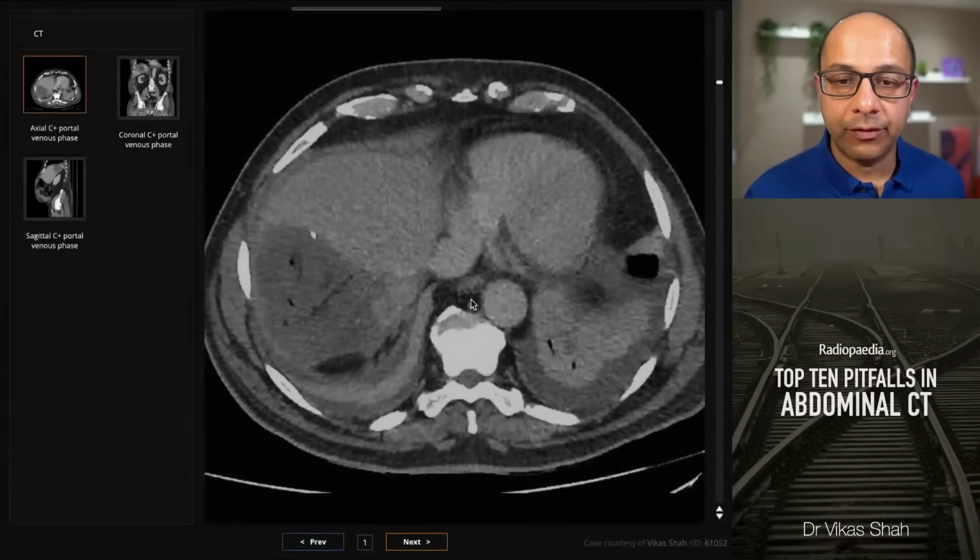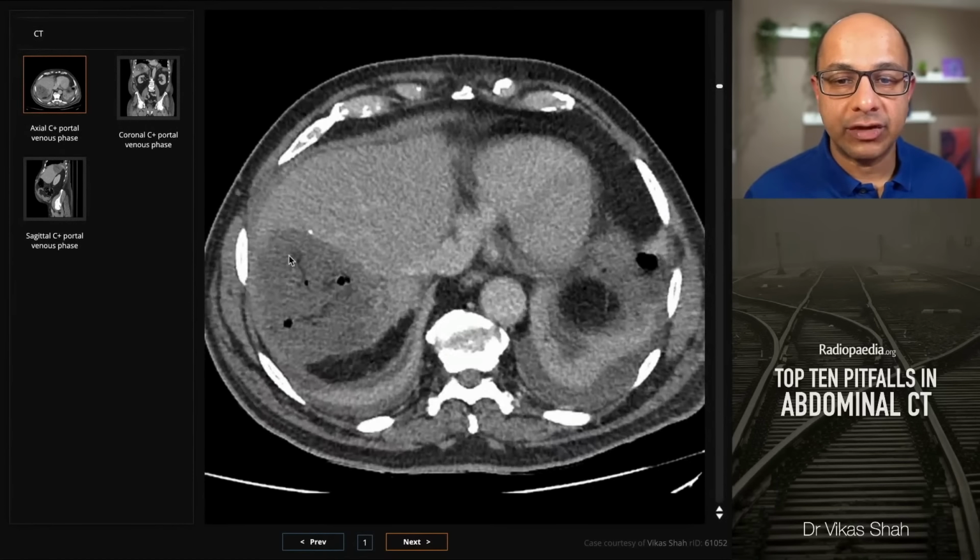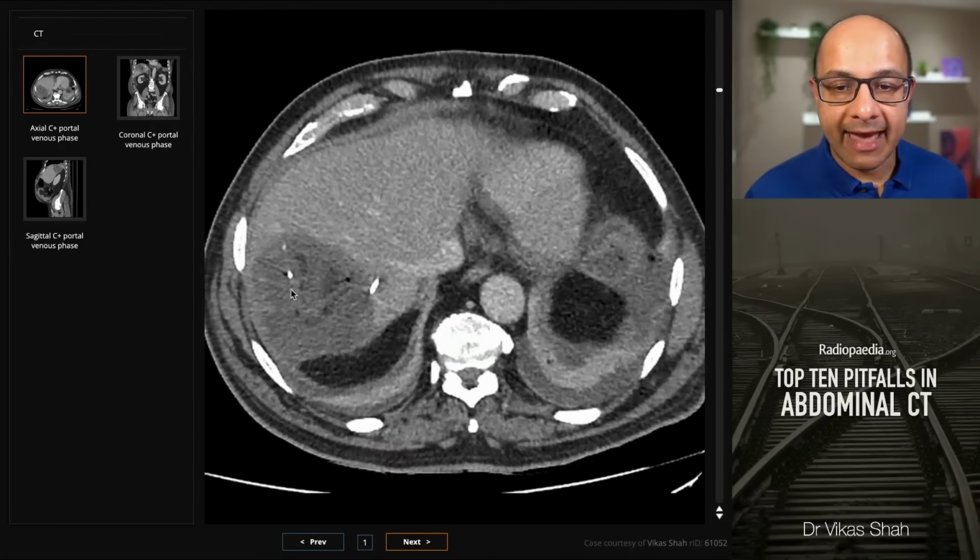So here is another example where someone's had a partial liver resection, and you can see that there is this cavity.